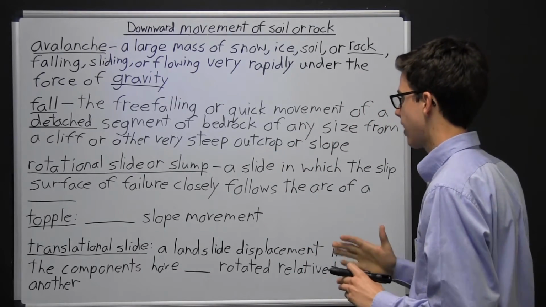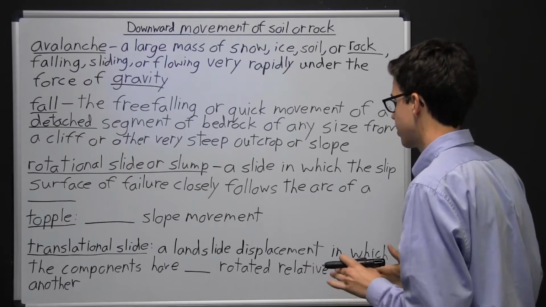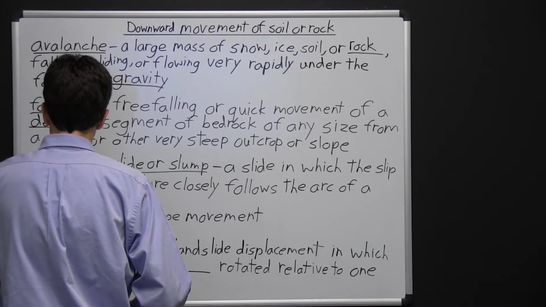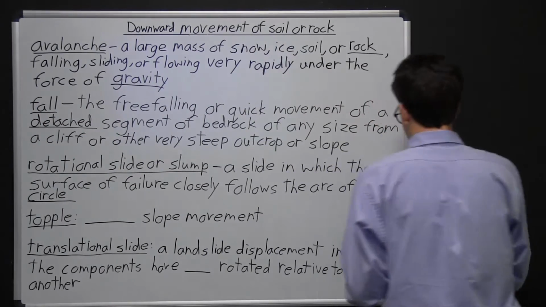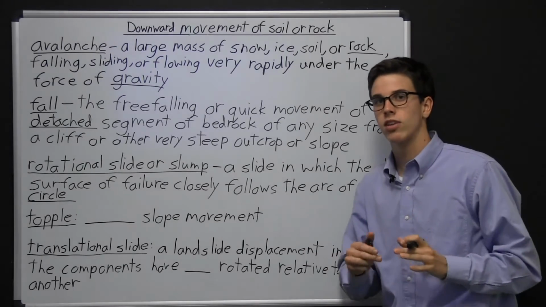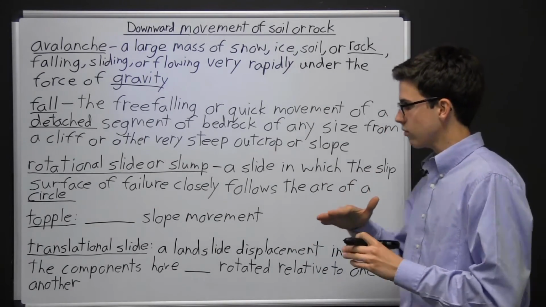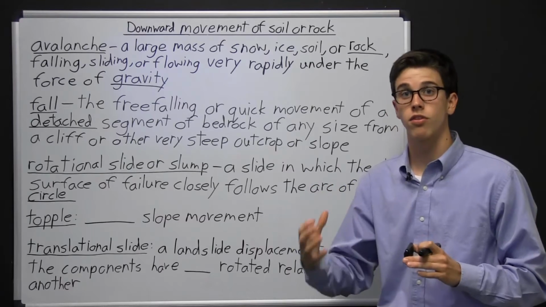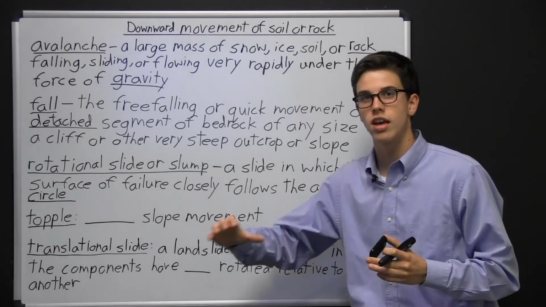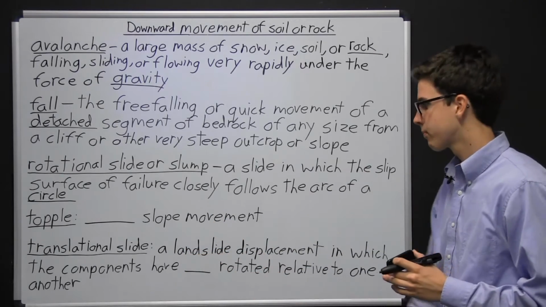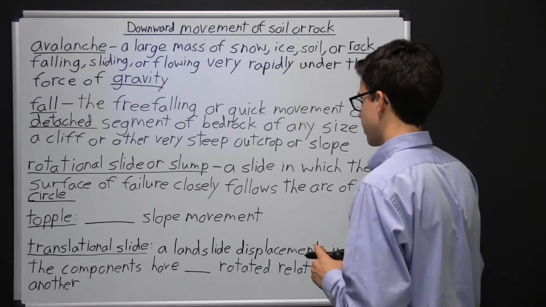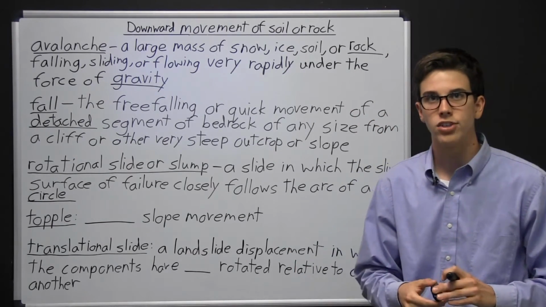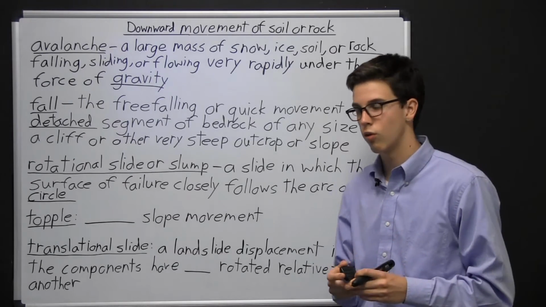And then there's a rotational slide or slump. This is a slide in which the slip surface of failure closely follows the arc of a circle. So the slip surface is the contact point where things are about to get loose. Basically, it's the area that is losing friction. And so that's where the problem is going to occur. That's where the failure is going to occur, and then something's going to be let loose to start sliding away. And so the slip surface of failure in a rotational slide or slump usually follows the arc of a circle. And generally the slide is going to be of homogeneous earth or clay.